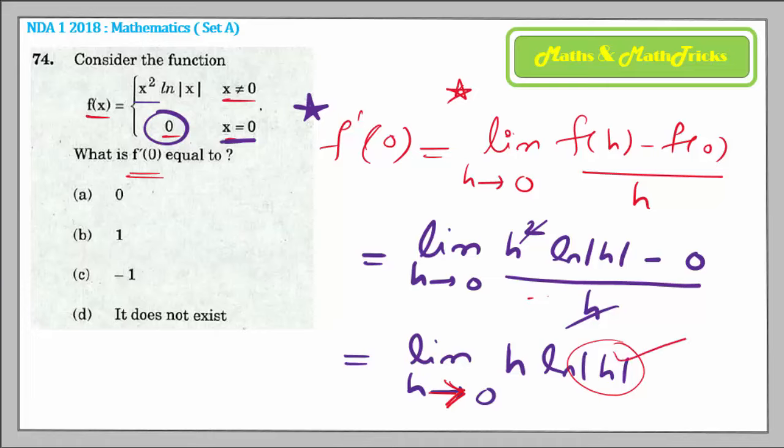So this is a defined number, some defined number k, and h is here 0, we can substitute. So 0 into some defined number k will be 0. So alternatively then here we are getting the value of f dash 0 is equal to 0 only. Alright, so option A is the right choice.